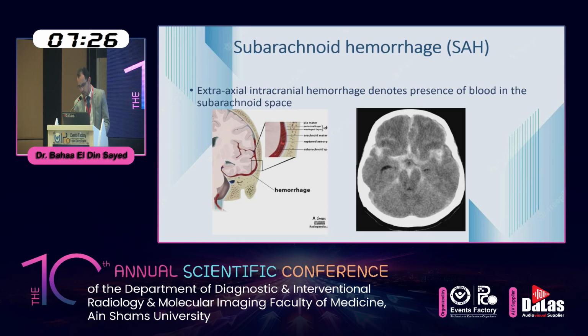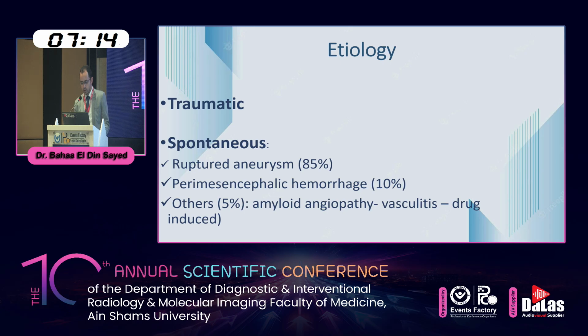In case of aneurysmal rupture, the patient presents with subarachnoid hemorrhage, which is extraaxial intracranial hemorrhage, with the blood seen in the subarachnoid space between the pia and the arachnoid mater. In general, the most common cause of subarachnoid hemorrhage is traumatic, yet the most common cause of spontaneous subarachnoid hemorrhage is aneurysmal rupture, representing about 85%, followed by perimesencephalic hemorrhage, in which there is blood seen in the basal cisterns and usually resolves spontaneously. Other causes include amyloid angiopathy, vasculitis, and drug-induced.